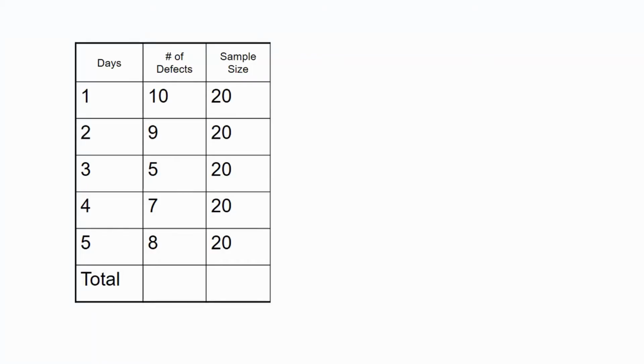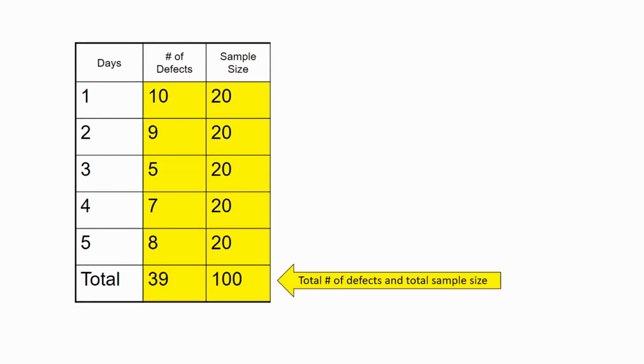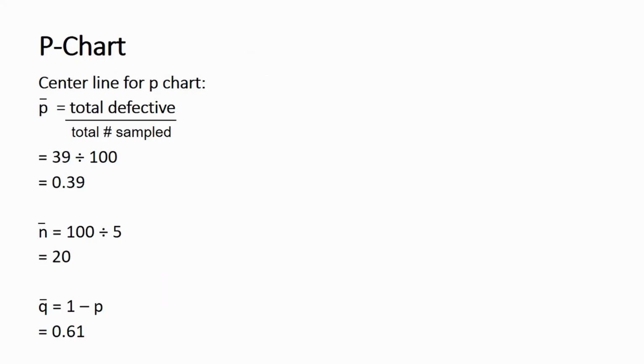Let's say a business wants to monitor the number of defects in the radio antennas they are producing. The manager counts the defects every day for 5 days and tabulates them. The first step would be to find the total defects and total sample size. Using the equation, the centerline P bar will be 0.39. N bar is 20, while Q bar is 0.61.